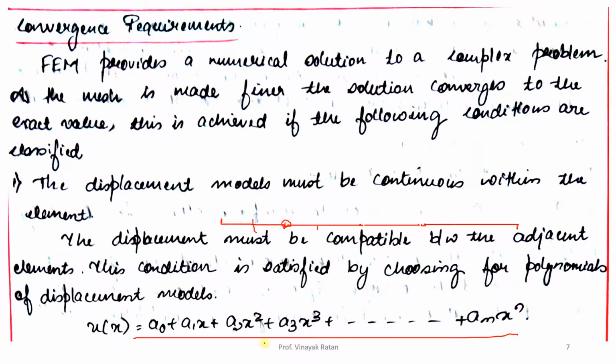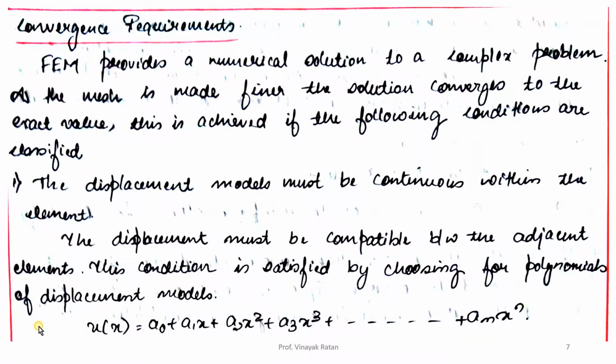And you know how to write the displacement model for the given element, that we studied in the previous class. With the help of Pascal's triangle and Pascal's tetrahedron, we can easily write this. For a given element, you can choose properly what your displacement model is. So this is your first convergence requirement: displacement models, whatever interpolation equations you have written, must be continuous, and adjacent elements must be compatible with each other.